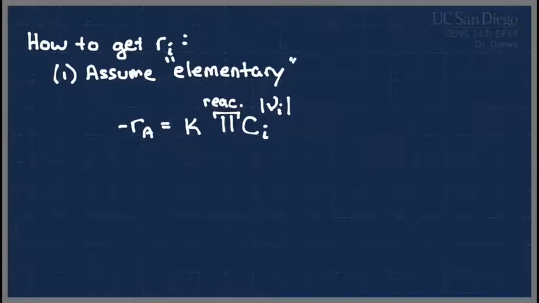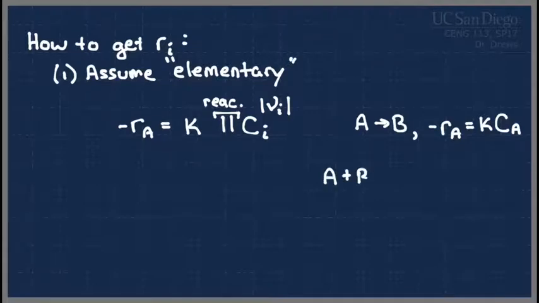So, for example, if you have the reaction A goes to B, and you assume that this is elementary, then minus R sub A is equal to K times CA. Right? That's not that hard. A on the left-hand side has a stoichiometric coefficient of 1. It's the only thing on the left-hand side, so RA is equal to K CA, if the reaction is elementary. If it's something else, like another common one, A plus B goes to C, if you assume that one is elementary, then R is equal to K times CA times CB.